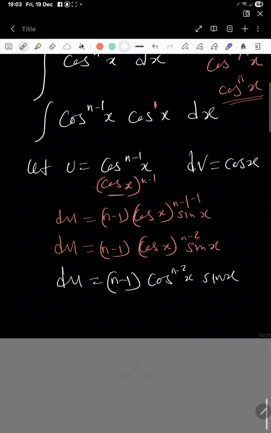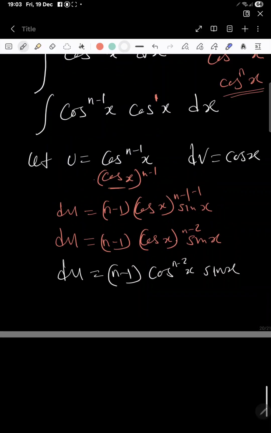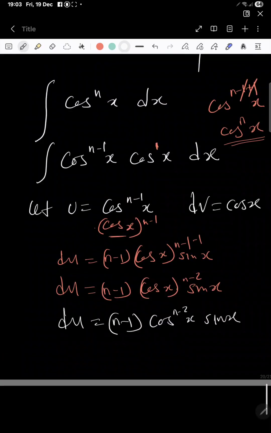So I've said that we have our u, and we've gotten du using what? The chain rule, because you cannot just differentiate this directly. Now from dv we should get v. To get v from dv, we just integrate. Integrating cos x gives a positive sine x.